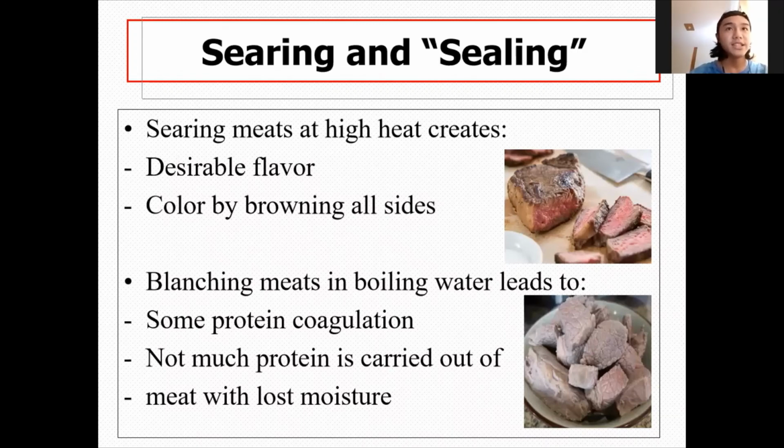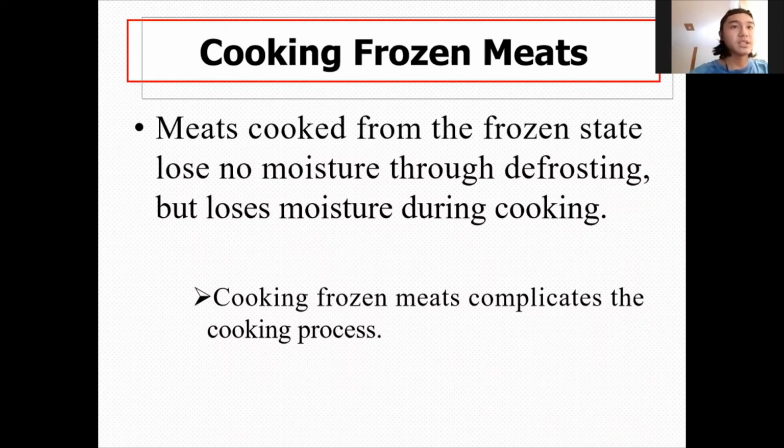For searing and sealing, searing meats at high heat creates desirable flavor and color by browning all sides. Blanching meats in boiling water leads to some protein coagulation. Not much protein is carried out of the meat with lost moisture. For cooking frozen meat, meats cooked from the frozen state lose no moisture through defrosting, but lose moisture during cooking. Cooking frozen meats complicates the cooking process.